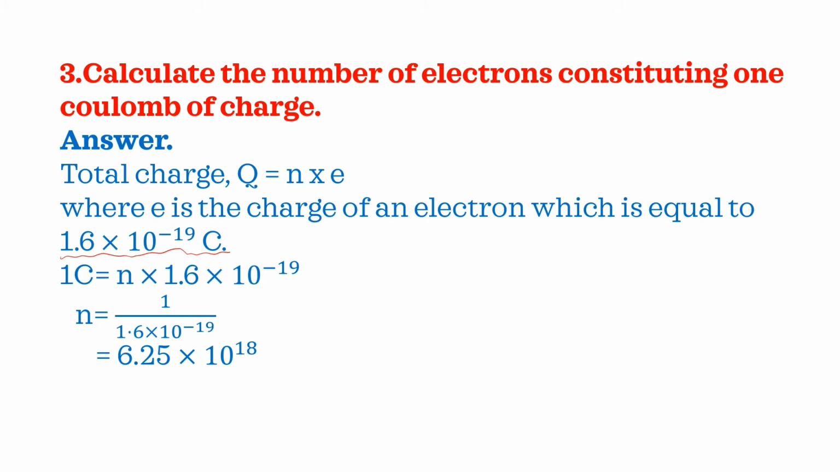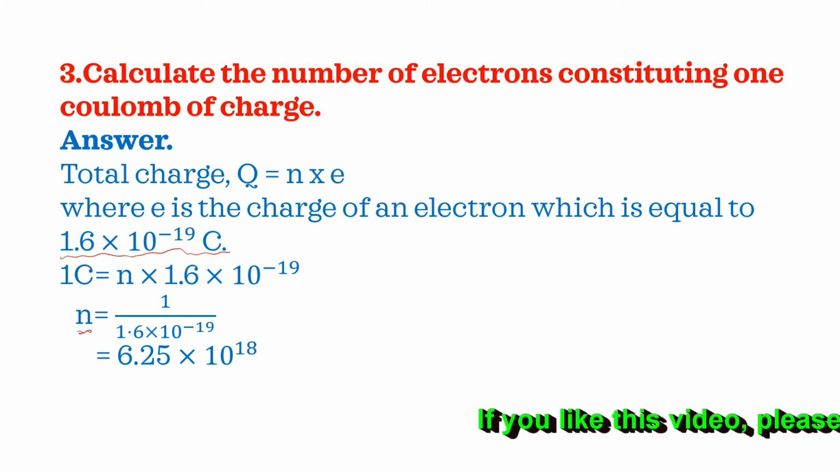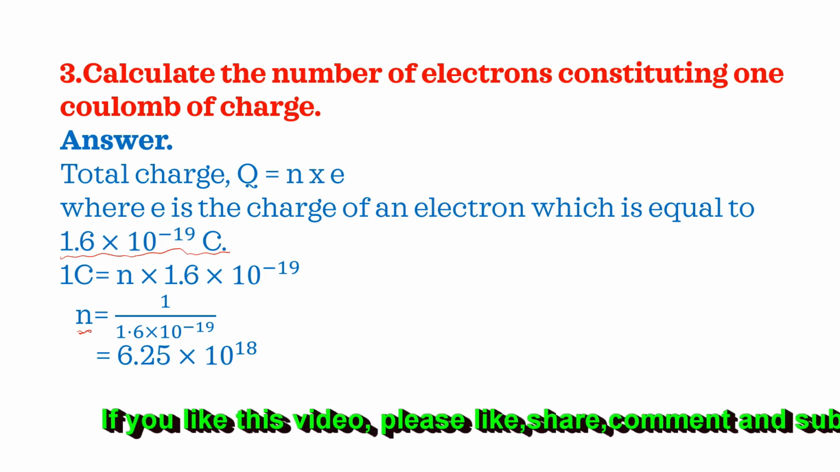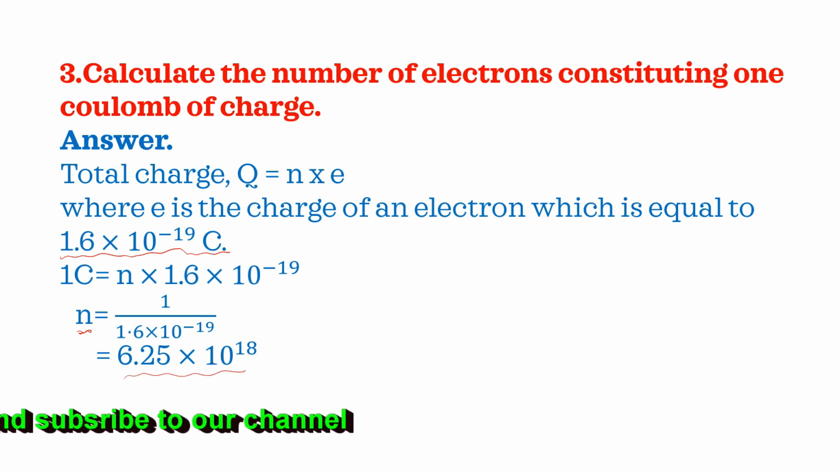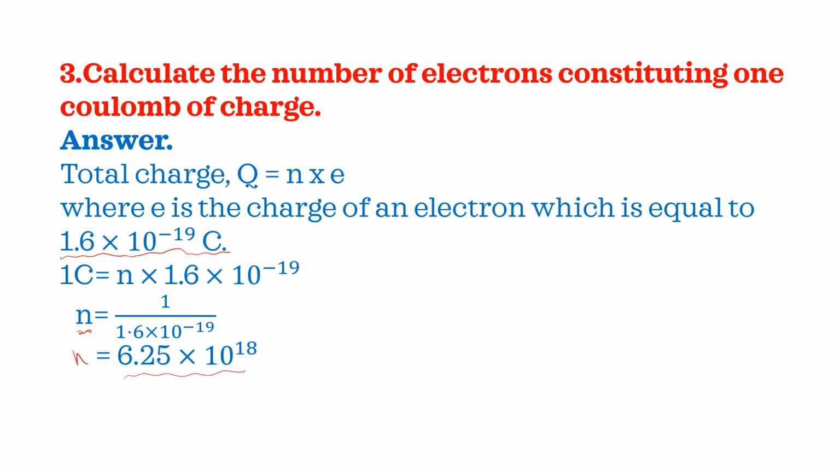So N is the number of electrons. N is equal to 1 by 1.6 into 10 to the power of minus 19, that is equal to 6.25 into 10 to the power of 18. This is the number of electrons. So N is equal to 6.25 into 10 to the power of 18. These many electrons constitute 1 coulomb of charge. Okay, next one.